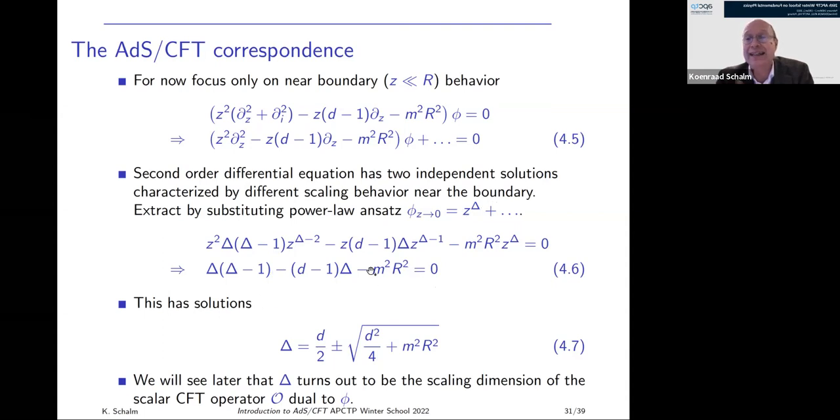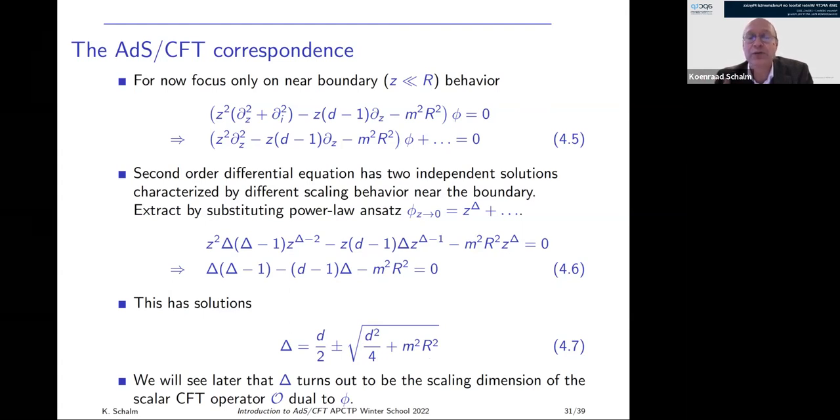Now, this is a quadratic equation, right? And it has the following two solutions. Delta is d over 2 plus or minus the square root of d squared over 4 plus m squared R squared. So these are the two deltas, where you choose a plus and where you choose a minus, the two independent scaling behaviors that are consistent with this differential equation near the boundary. And because they're different exponents, they characterize the two different independent solutions to the equation of motion.